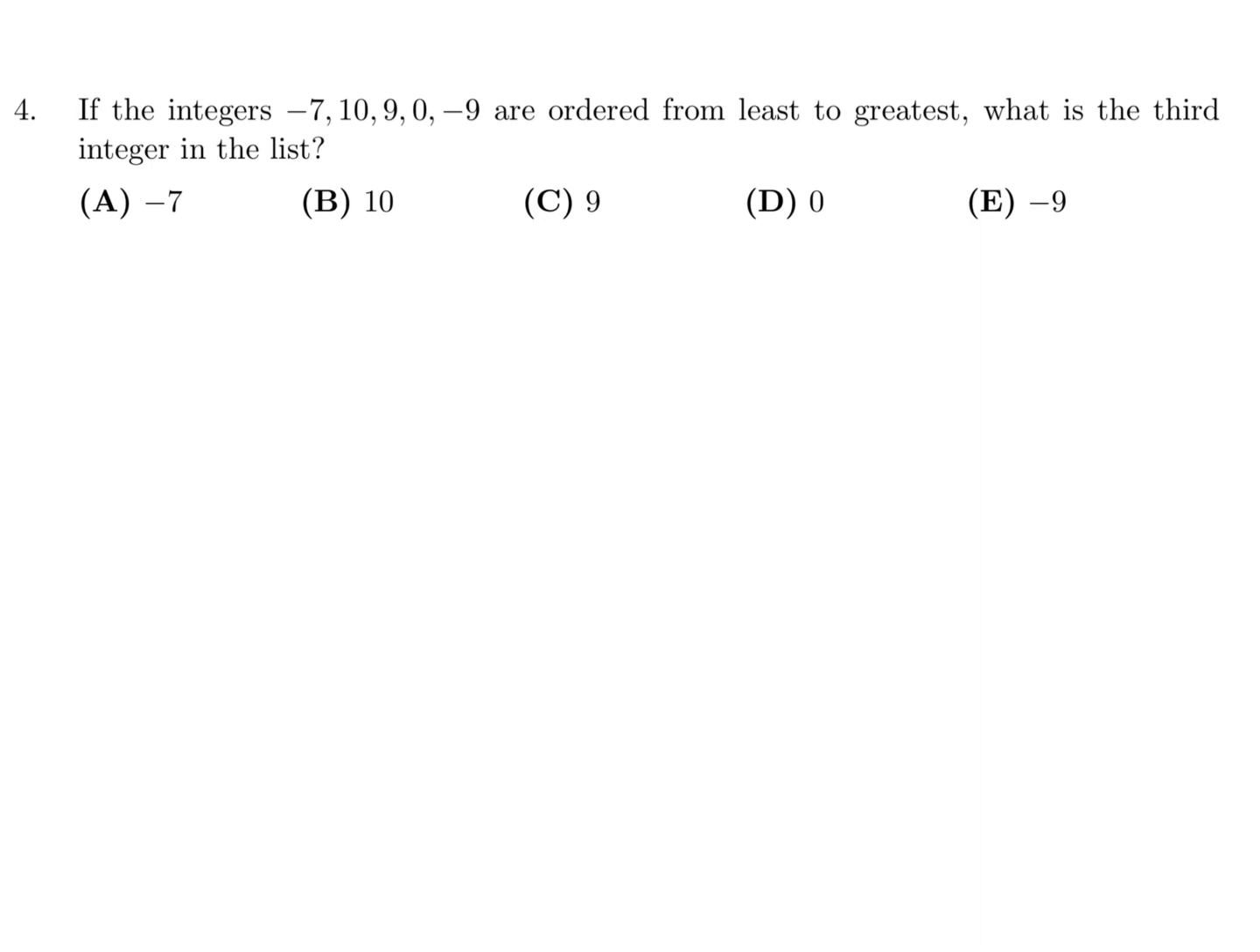If the integers minus 7, 10, 9, 0, and minus 9 are ordered from least to greatest, what is the third integer on the list? So the least would be minus 9. Then you'd have minus 7, then 0, and then 9, and then 10. So third on this list is this guy, which is D for number 4.